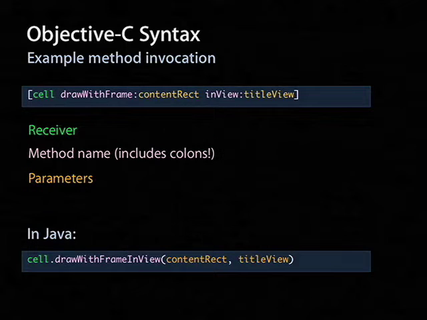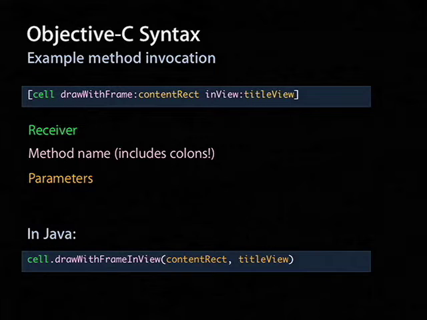And in Java, this would be cell.draw with frame and view, then parentheses, each of the parameters separated by commas. So the syntax is a little different, but everything you're familiar with is already there.